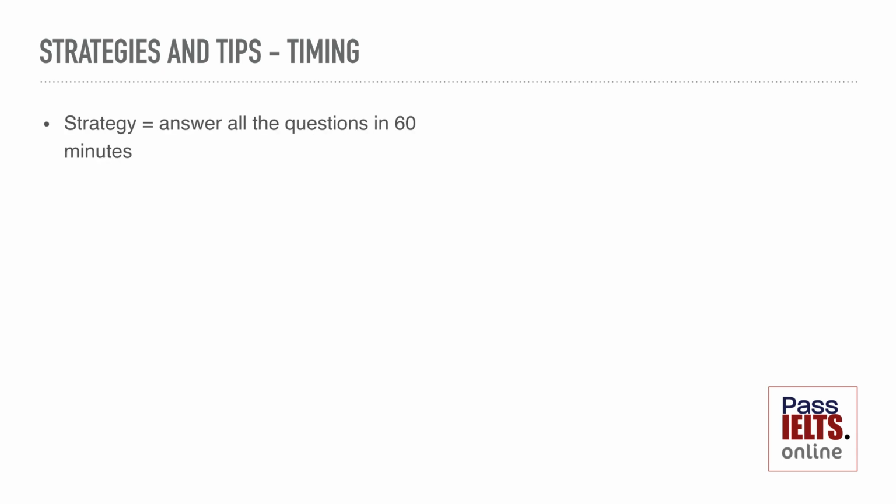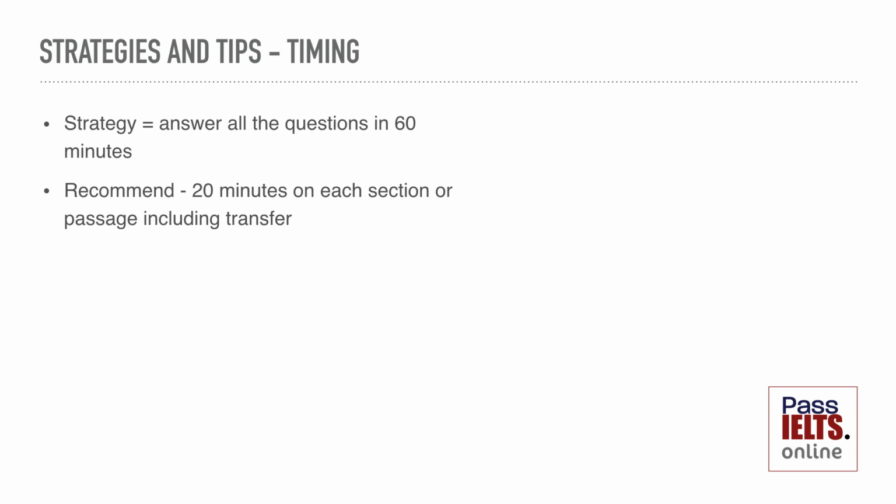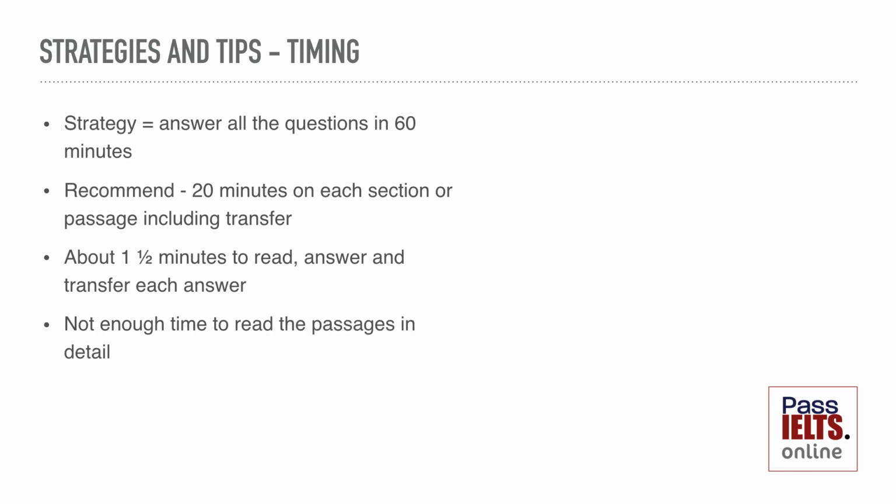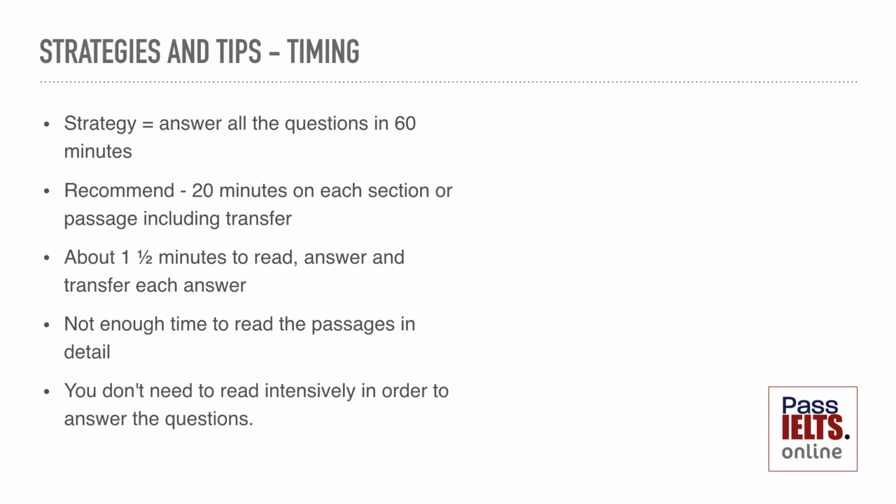First of all, you have to answer all of the questions in 60 minutes. So we recommend you spend 20 minutes on each of the 3 sections or passages. That is including transfer time, which gives you about 1.5 minutes to read, answer, find the question and transfer each answer. There is not enough time to read the passages intensively or in detail, and you don't need to read the whole passage intensively in order to answer the questions.